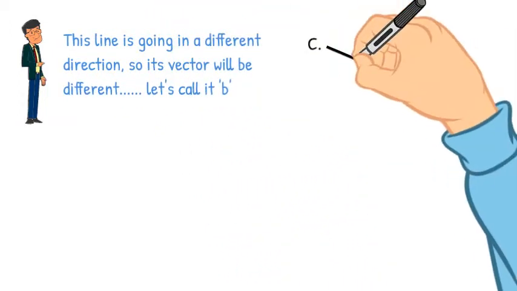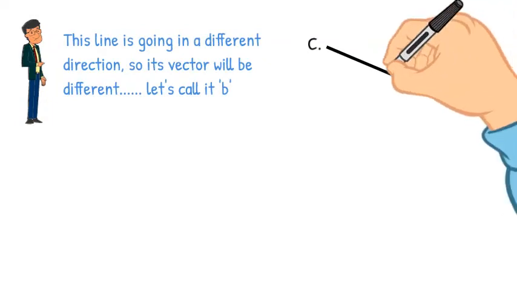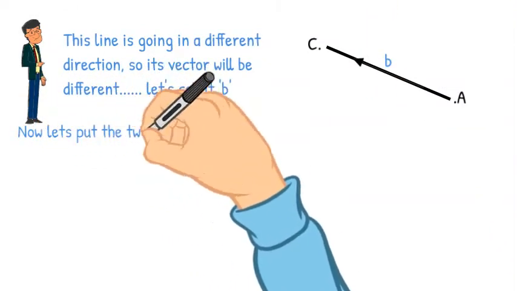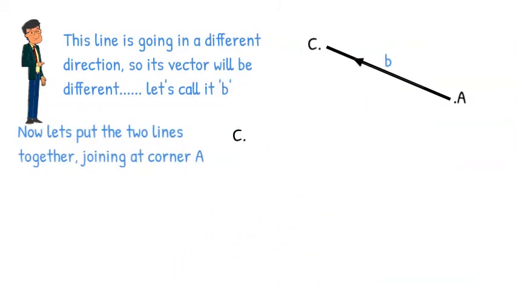Any straight line in a different direction will be given a different vector letter. The other rules applying just the same.